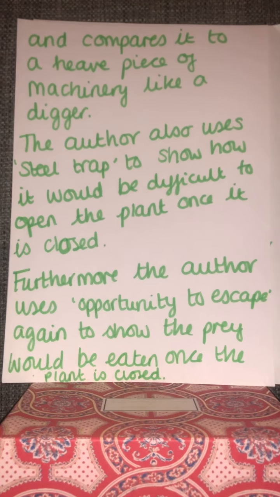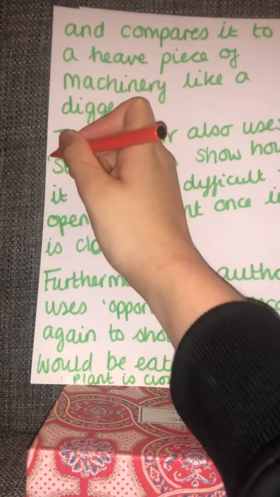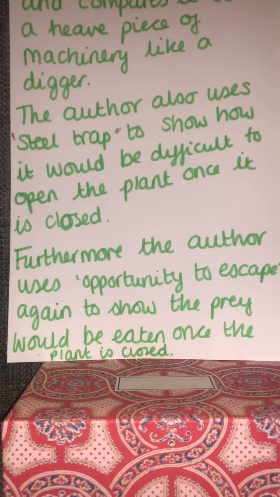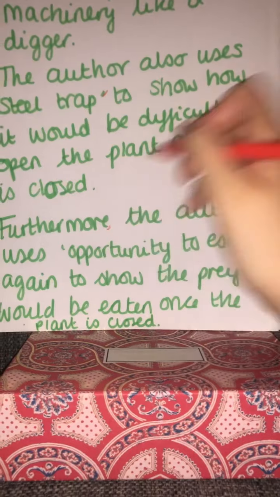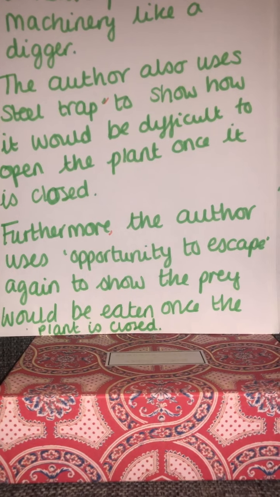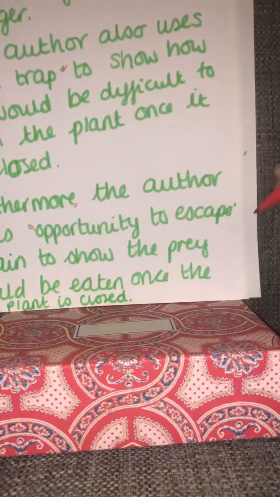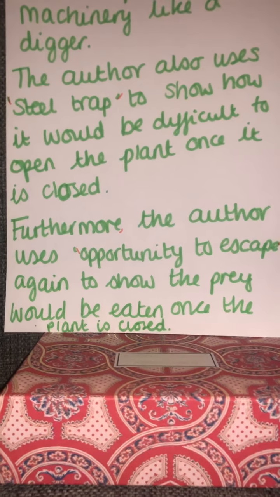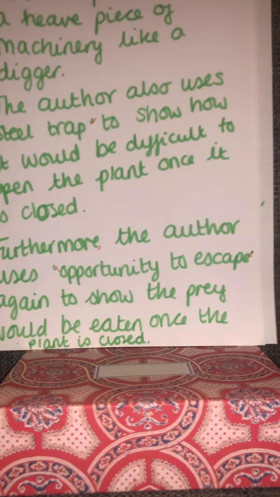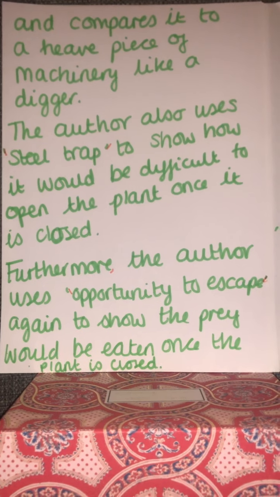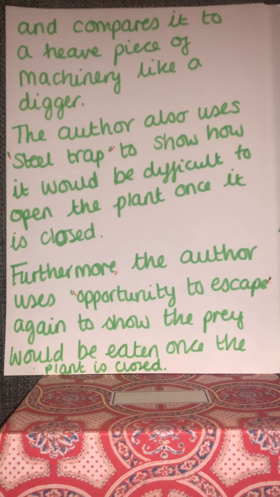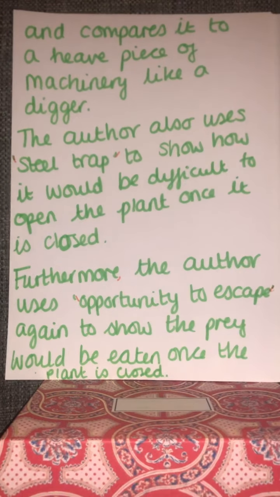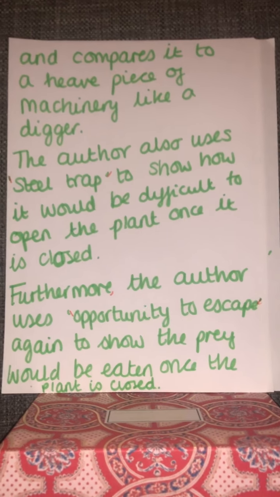The author also uses steel trap, again, more evidence, to show how it would be difficult to open the plants once it is closed. Furthermore, the author uses opportunity to escape. My last quote, that's 3 pieces of evidence, again to show the prey would be eaten once the plant is closed. I actually think I need to add another sentence onto that to say all of these things show me that they are brutal because they are very sharp actions, very strong, and make it impossible for the creature to escape.